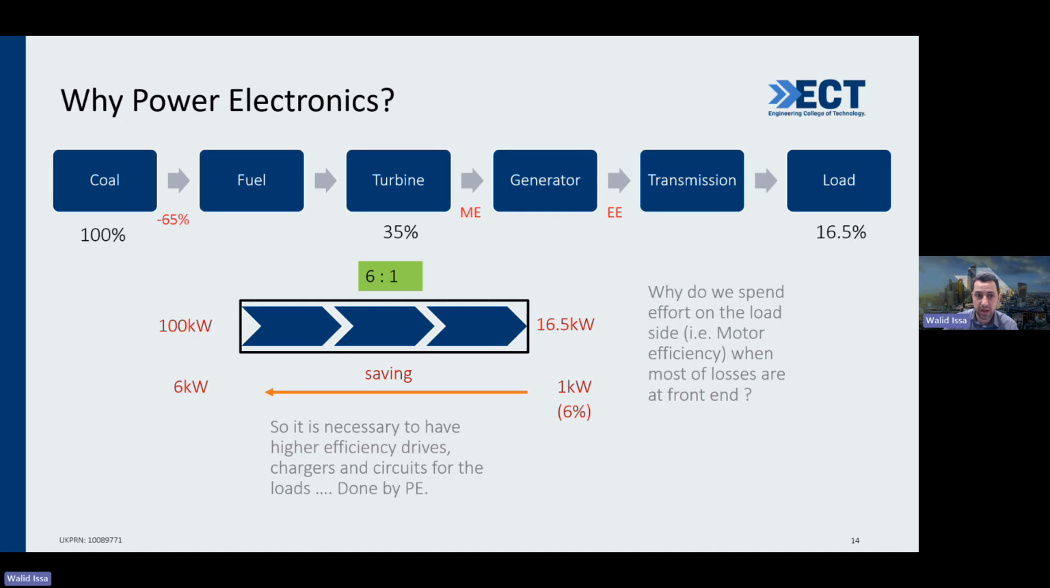For example, factories have a lot of motors and conveyors, and they have converters there to change the speed and control them. If they are done in a very efficient way, that also brings more reflected savings to the generation side as well. And that has been done by, or will be done by, whom? By power electronics engineers as well.